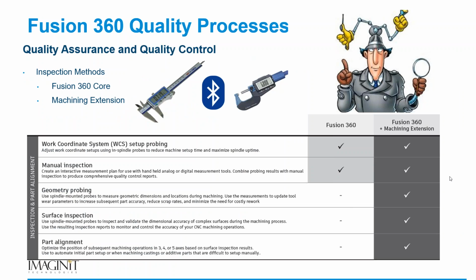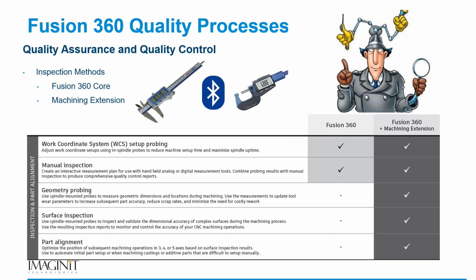So let's get back to quality. Fusion 360 quality processes. What can we do inside of Fusion in regards to quality? Well, there's basically two levels you need to consider. One is the Fusion 360 core environment that you get with your product design and manufacturing collection, as well as base Fusion licensing. And with that, you do get work coordinate system setup and probing for machines, and you get the manual inspection that we're going to take a look at.